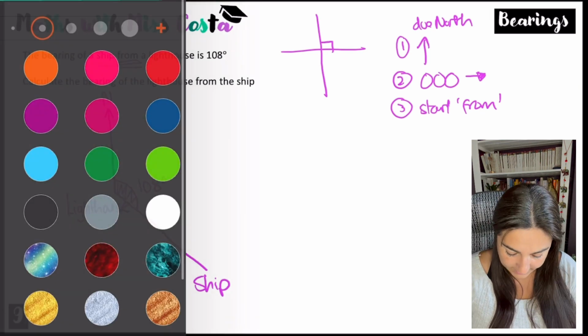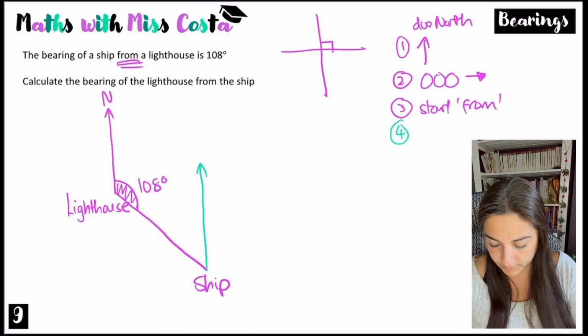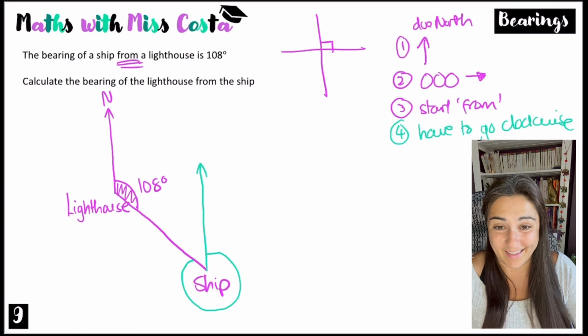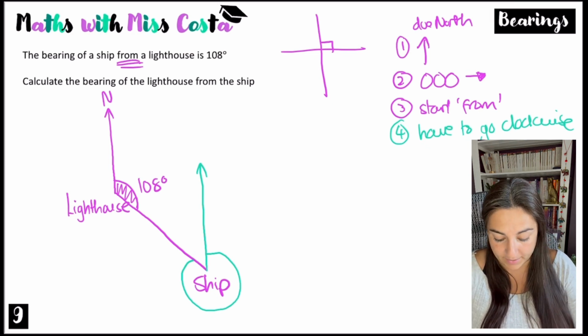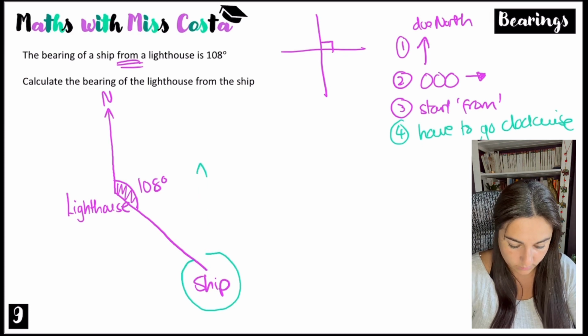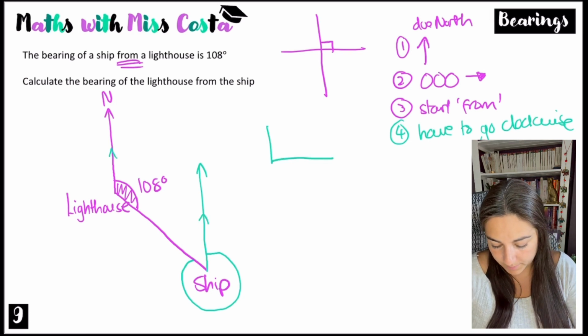And what we need to do now is find the bearing of the lighthouse from the ship. Oh, and the fourth rule is you have to go clockwise. So from the ship, I have to go clockwise, and that would be my bearing there. Okay, so I need to work that out. The reason bearings are so nice is because they always start from due north, which means that these two lines here are going to be parallel. And what do I know about interior angles on parallel lines? Well, co-interior angles sum to 180 degrees.